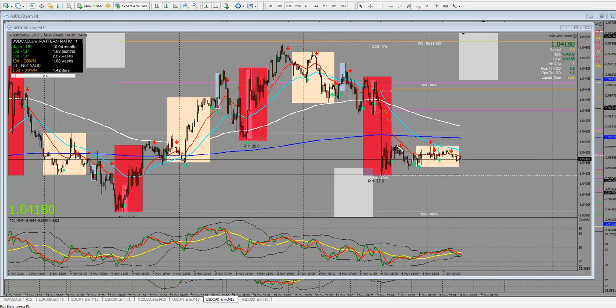So we have a consolidation channel here. I like this dollar CAD today. It's very good to trade. This is one of my favorites today because there's no news against it till 1:30.